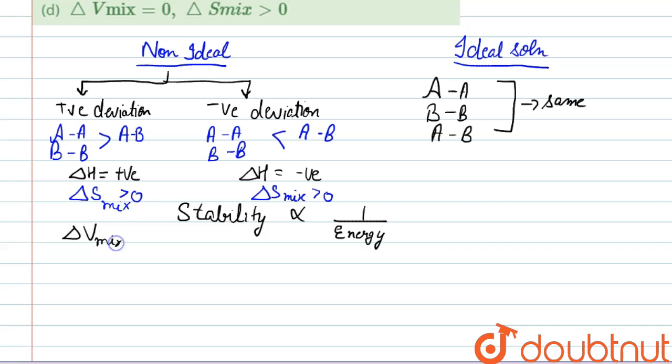If it is more stable, then it will occupy lesser volume, and if it is less stable, it will occupy more volume. So the value of delta V should be positive for positive deviation, and similarly negative for negative deviation. We can say that in positive deviation, the values of delta V and delta H are always positive. In negative deviation, the values of delta H and delta V are always negative. Now we will see the options we are given.